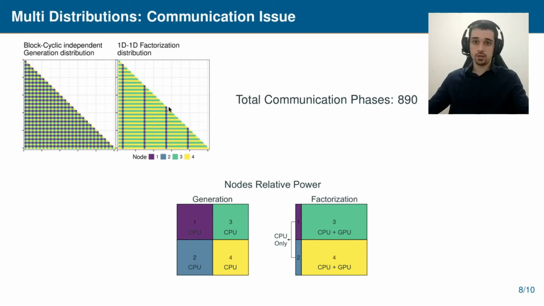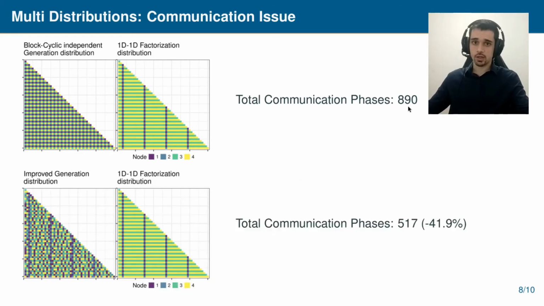During the execution, the blocks that are different in nodes in each phase need to be communicated. So in this example, the total communication is 890. To reduce communications, we propose an algorithm that's in the paper that uses the factorization distribution as a baseline and computes a communication improved distribution for the generation. This case only has 517 communications, a reduction of 41%.